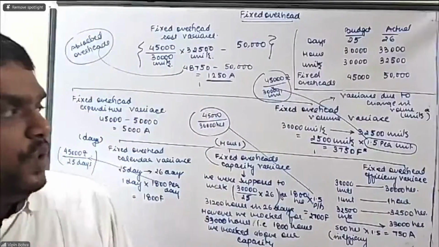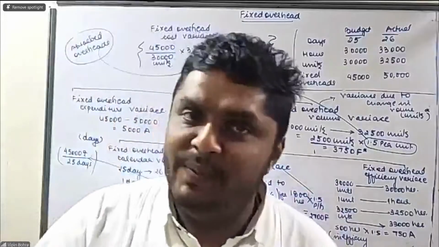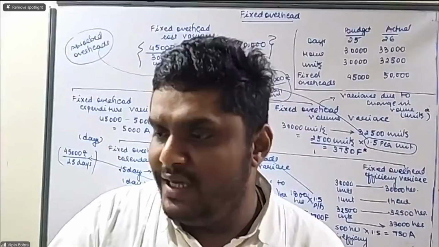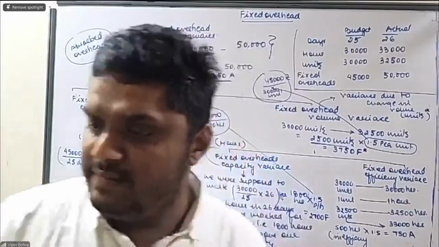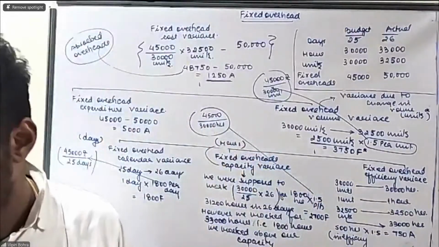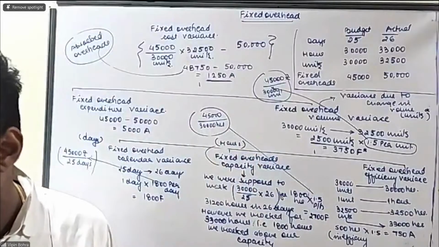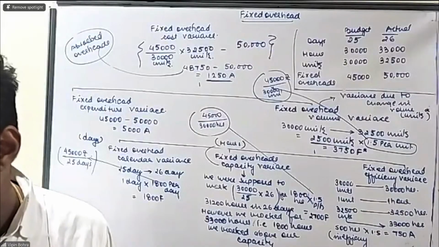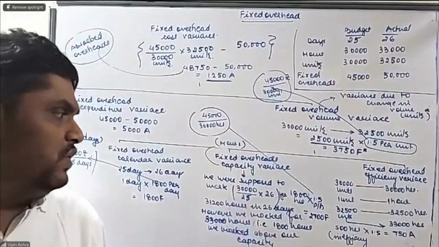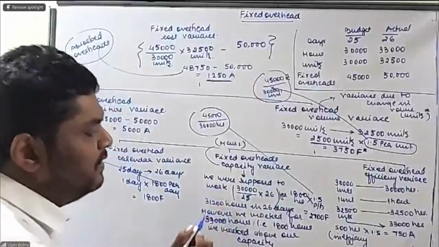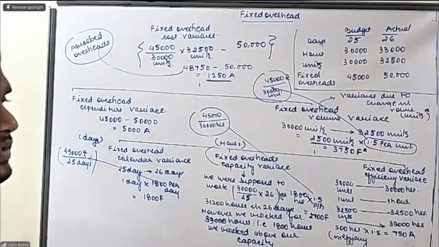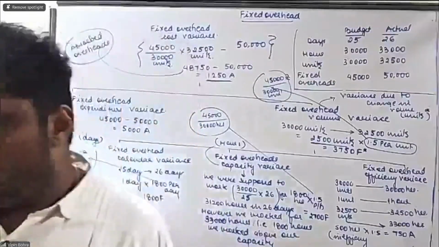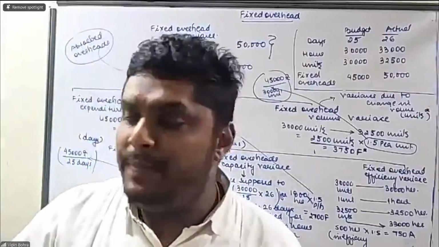So this is all about fixed overhead variance. If you guys have any doubts or queries, please post. It's a bit lengthy as compared to the other variances. Waiting for your queries, guys. I have written the explanation also, especially because students find trouble in this part. I'll give you time to copy everything.